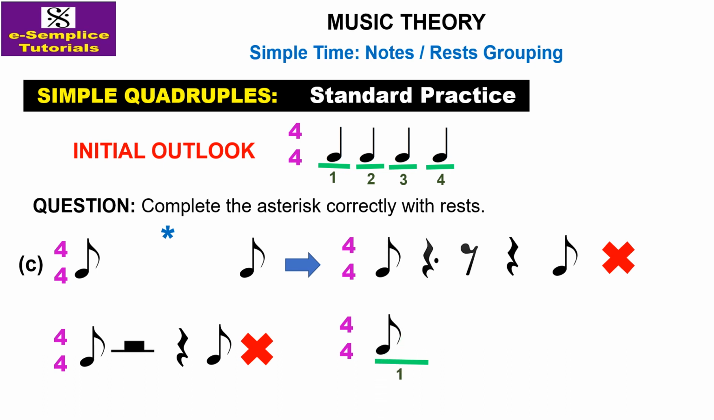This is the correct way. Beat 1, balance beat 1 first with a quaver rest. Beat 2, crotchet rest. Beat 3, crotchet rest. Beat 4, quaver rest and quaver note. This is standard practice.